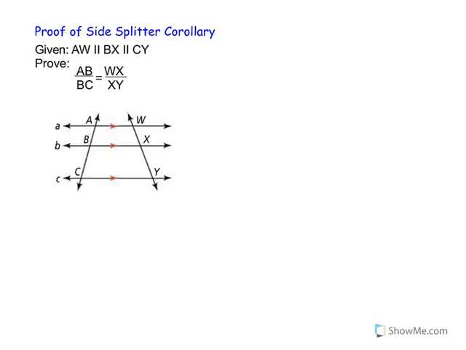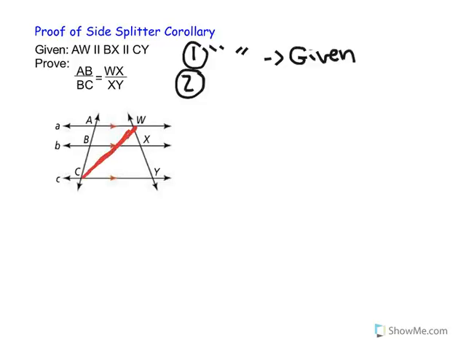So let's prove why this works. So we start out with the given, and we want to prove that the segments are proportional: AB over BC is equal to WX over XY. So we're going to start this by trying to have some triangles that we can prove are similar. Now there aren't any in the picture, but if I draw a line segment connecting W and C, or you could go from A to Y, that's going to create two sets of triangles.